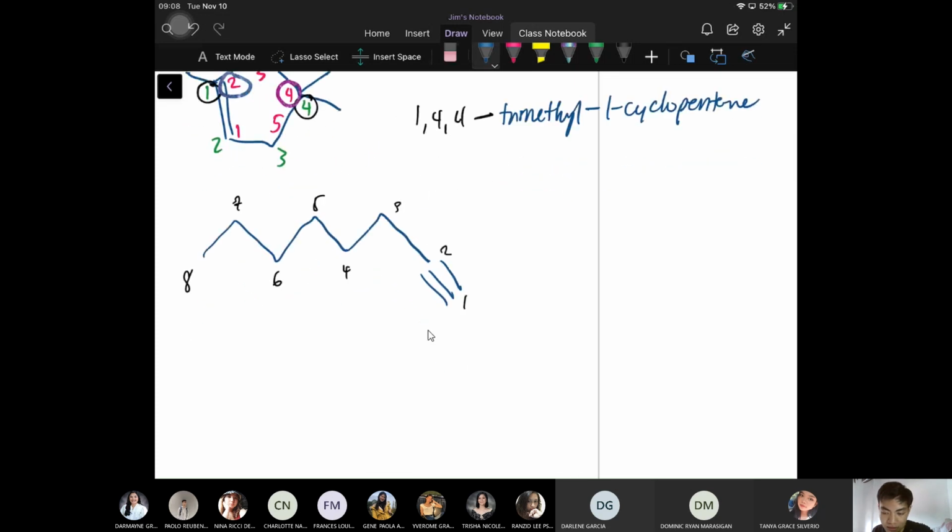So, sa first carbon, nag-start yung triple bond. So, this will be 1-octyne. Yne kasi may triple bond. Okay?